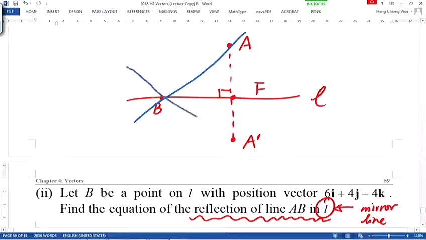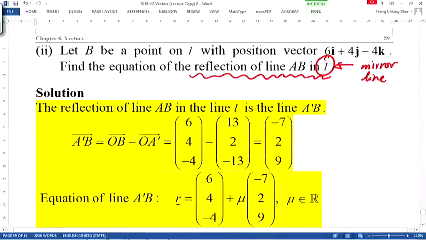The reflection must then be BA prime. B is already a common point between line AB and L, so you don't need to find it. It's already given to you. So all I need is to then construct, end of story. That's it.